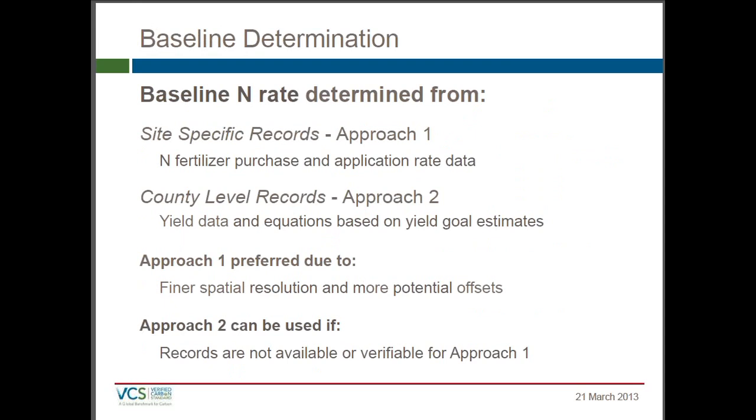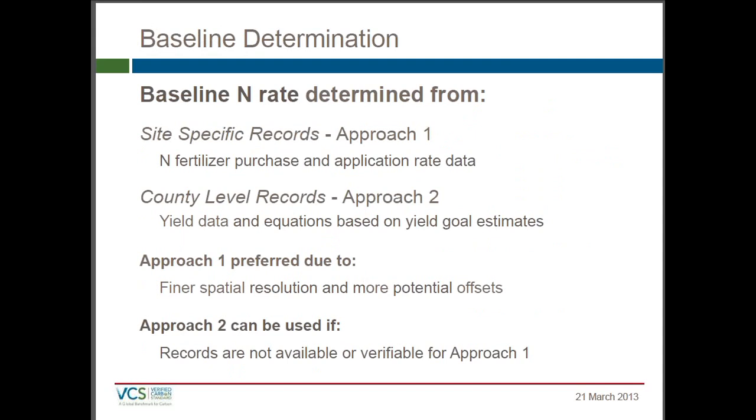Thank you. So here I want to talk specifically about the determination of the baseline N rate, which is the only determinant required for estimating baseline nitrous oxide emissions. The baseline nitrogen rate in the MSU EPRI methodology can be determined using one of 2 approaches. Both approaches require at least 5 years of records. This length of historical record required depends on the project crop and the rotation history of the project site.